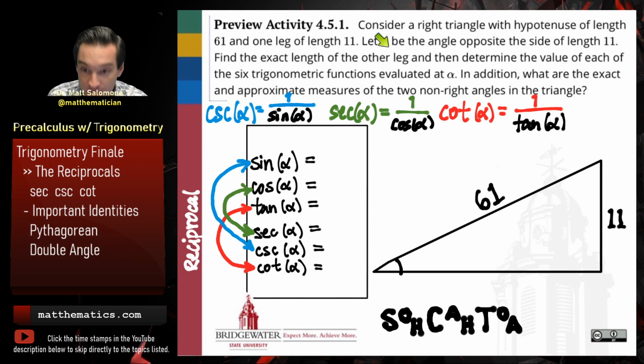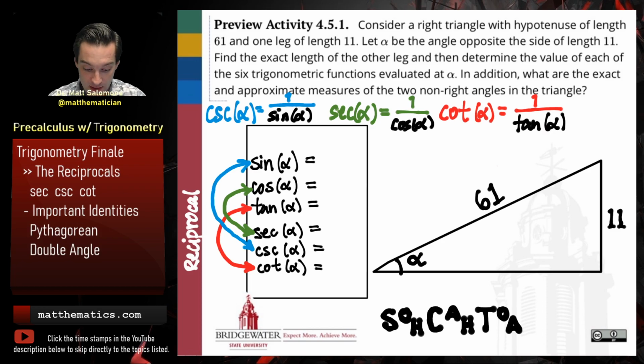Okay, let alpha be the angle that's opposite the side that has length 11. So here's my side of length 11. I'm just going to go opposite to the other side of the triangle, and that's where I'm going to find the angle that I label alpha. What we're being asked to do in this problem is, first of all, to find the exact length of the other leg, this missing third side in my right triangle. And then once I know what its length is, I should be able to use right triangle trigonometry to figure out the lengths of all the remaining sides as well.